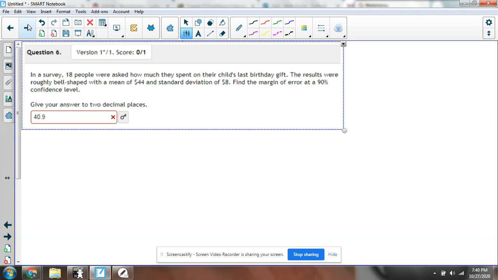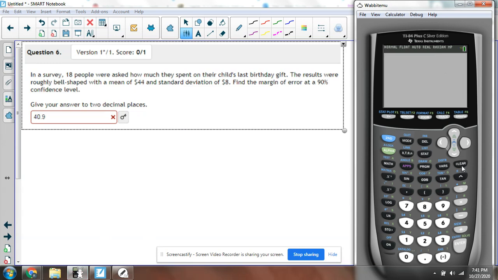Next one here says, in a survey, 18 people were asked how much they spent on a child's last birthday gift. The results were roughly bell-shaped with a mean of 44, standard deviation of 8. Find the margin of error at 90% confidence level. So let's just start by finding the confidence interval. So that's just going to be straightforward. We're going to go to stat. We know sigma, so we're going to do a z interval. So we have sigma is 8.